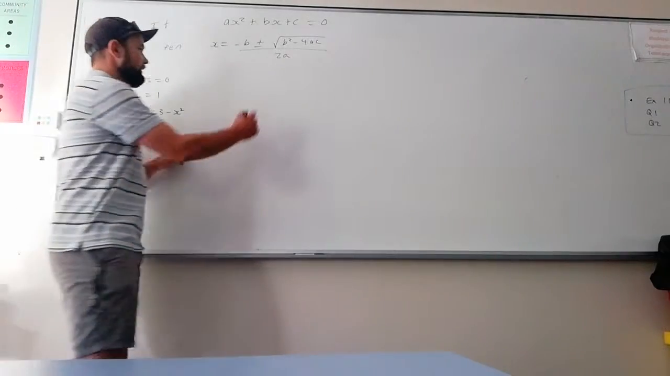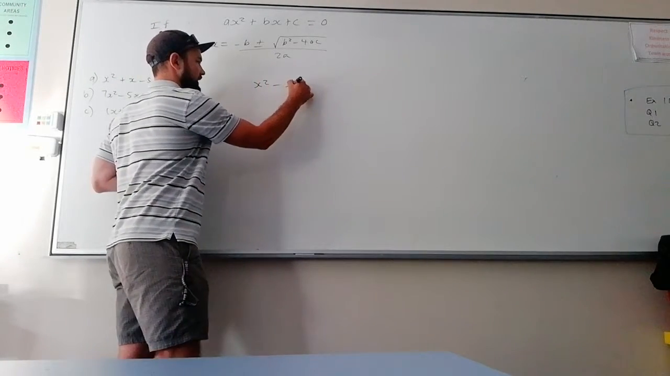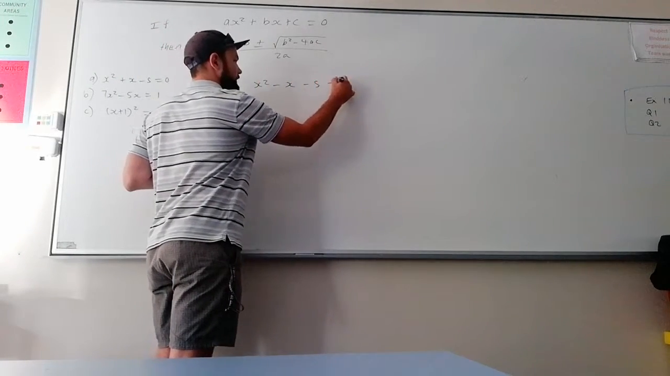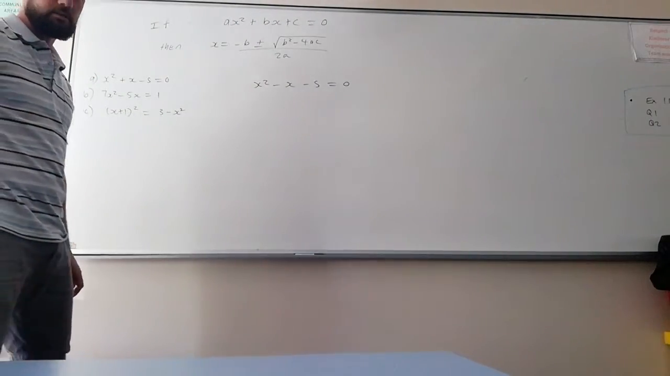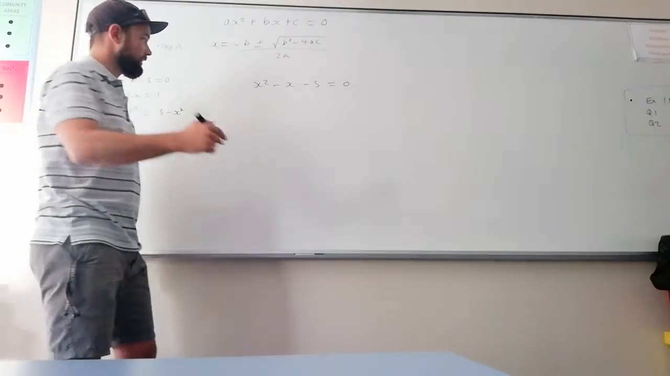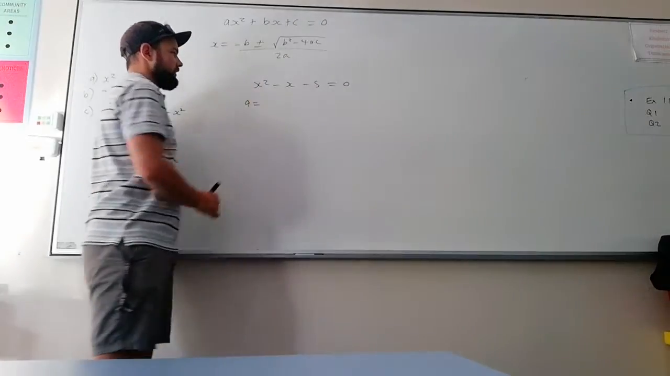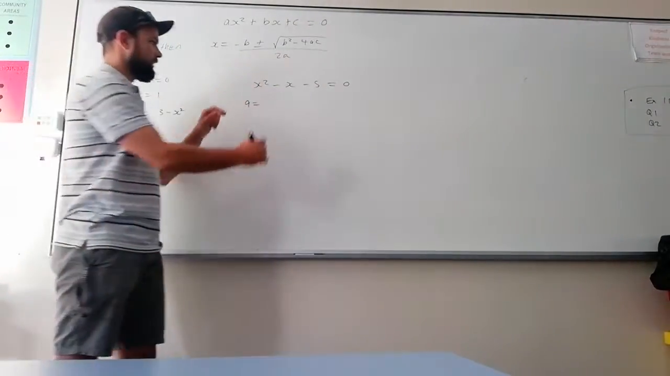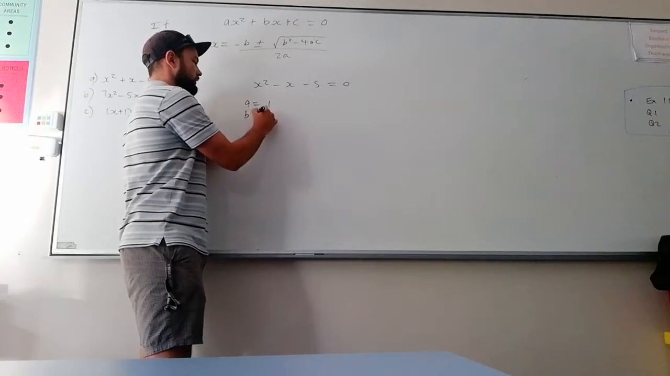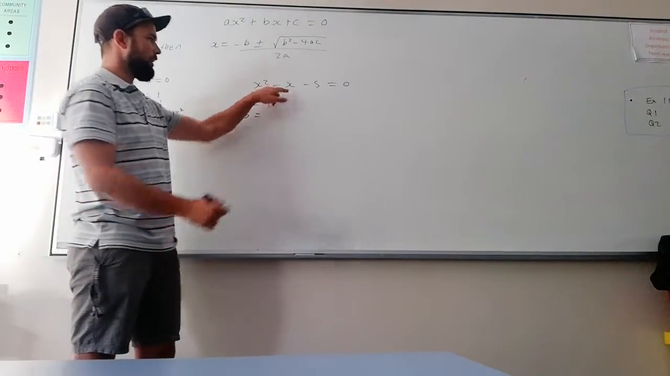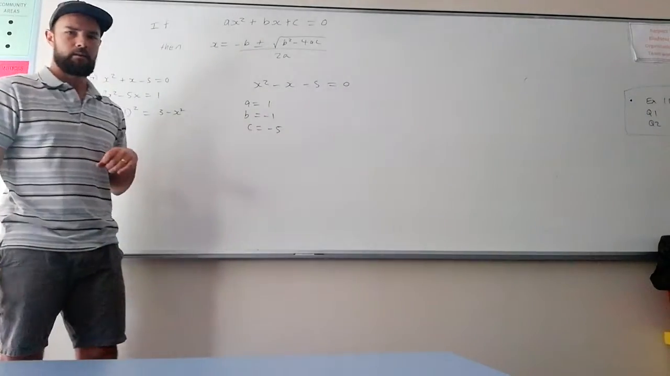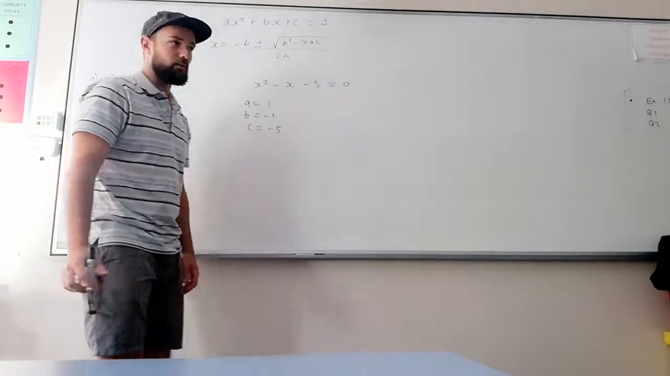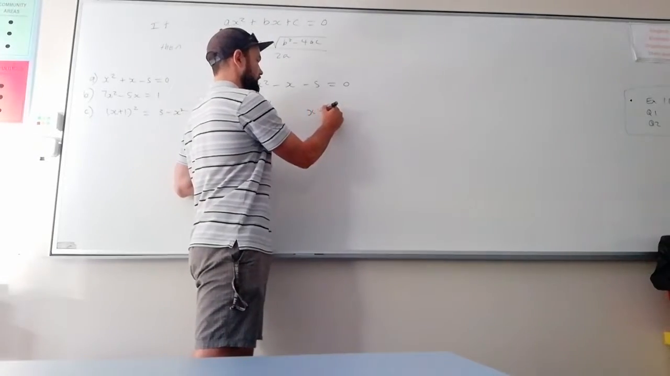So our first one is x squared take x take 5 is 0. Our very first step is going to be to identify the values of a, b, c. In this circumstance, the coefficient of x squared is 1. The coefficient of the x term is minus 1. And our constant term is minus 5. And so then we just plug these values into our quadratic formula.